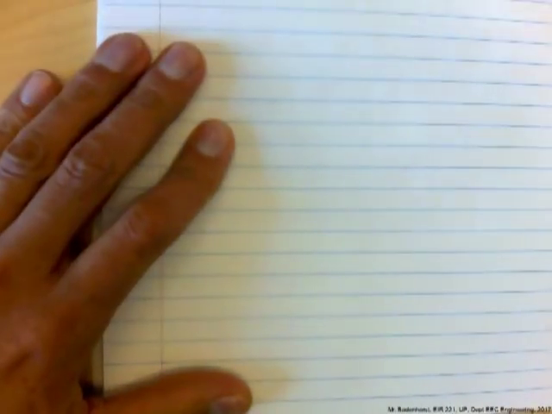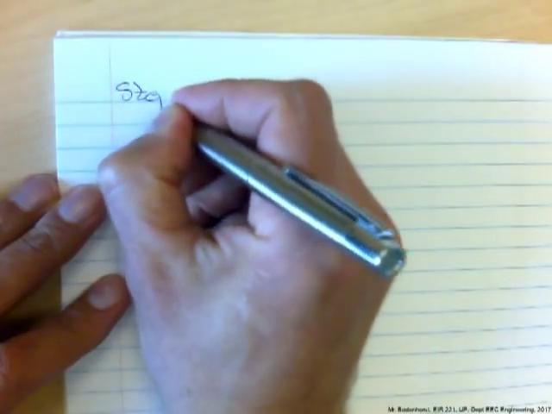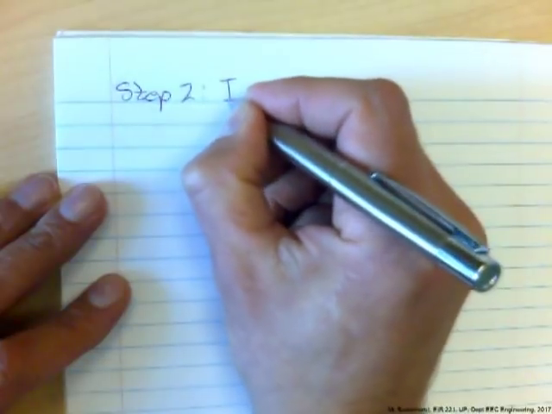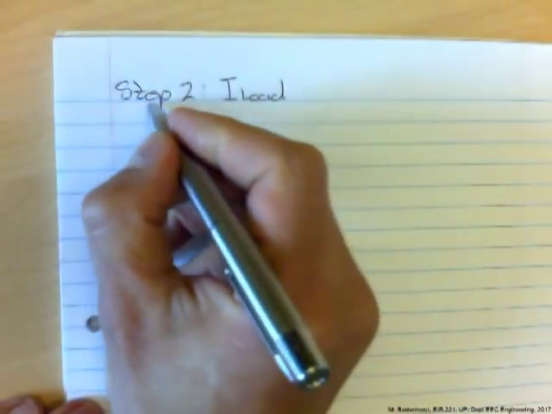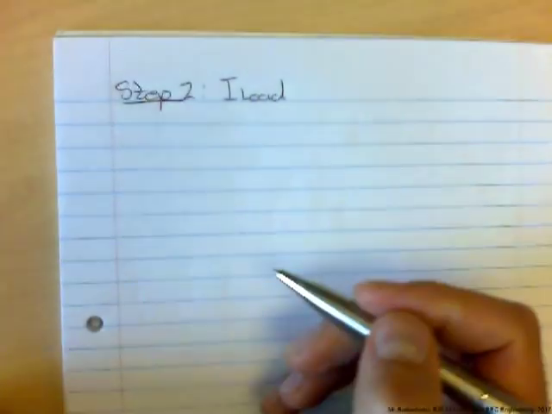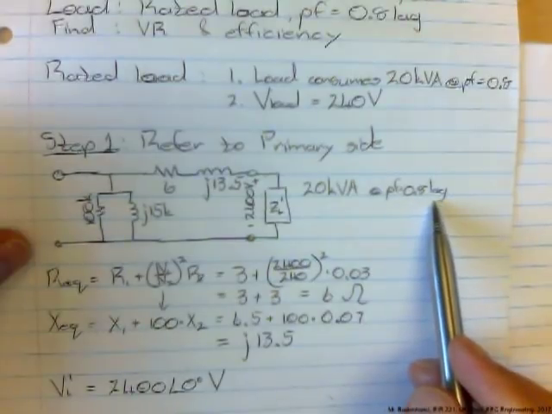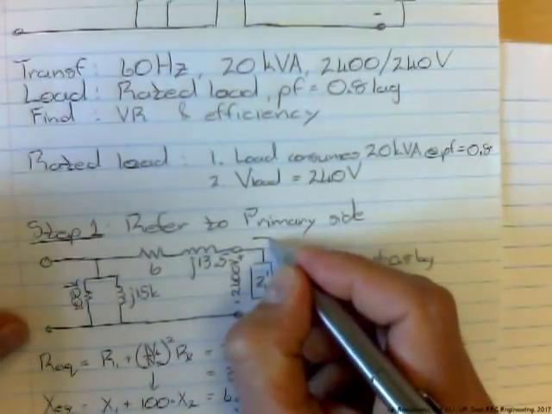Let's do step 2. Step 2 is going to be to calculate I load. This is a very important step, and I am going to make 2 other videos on this as well, on how to calculate I load step by step from the given information. What's important here is we know that it's a 20 kVA, 0.8 power factor load, and we know we are sitting at 2400 volts. We need to figure out what the load current is.